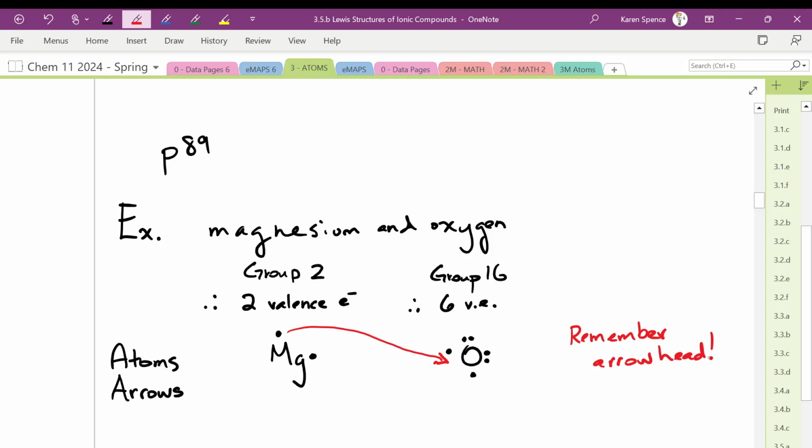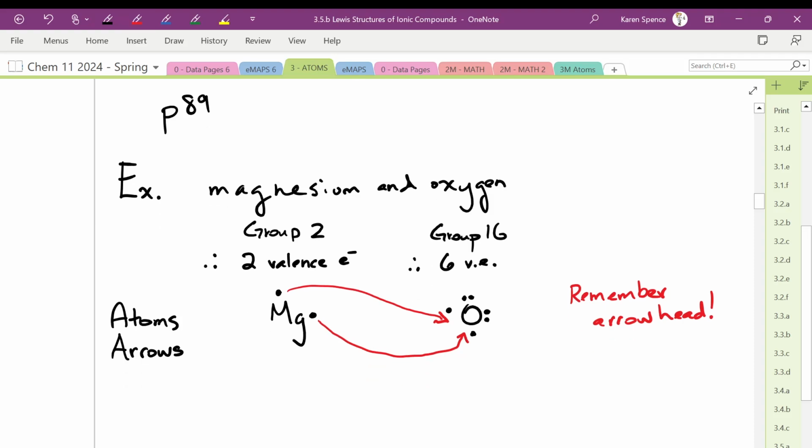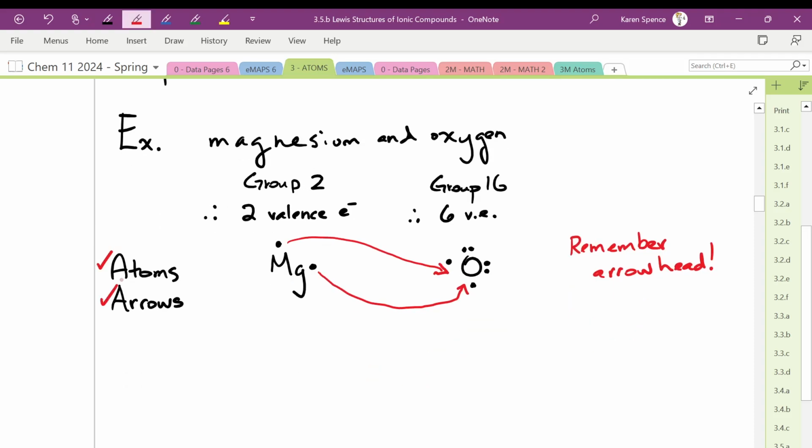Where is that second electron going to go? It's going to go down to the bottom where we're missing one as well, okay? So now we have our atoms, we have our arrows, and now we're going to draw our ions. Metals lose electrons. What's left in magnesium's outer shell? Nothing. What do we have in oxygen's outer shell? How many electrons in oxygen's outer shell now? 8. 1, 2, 3, 4, 5, 6, 7, 8.